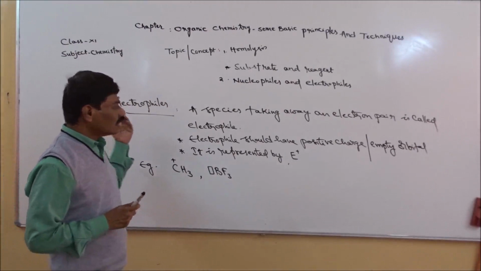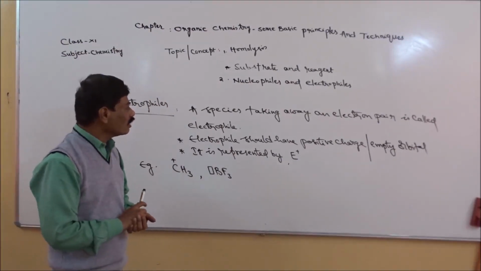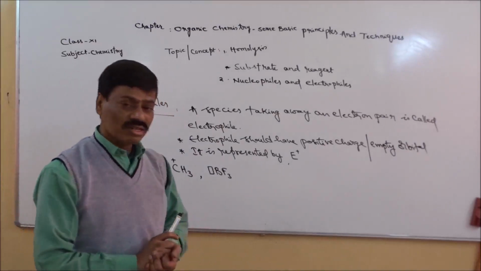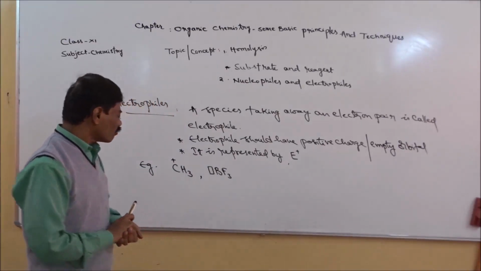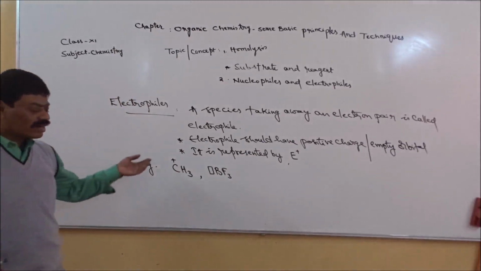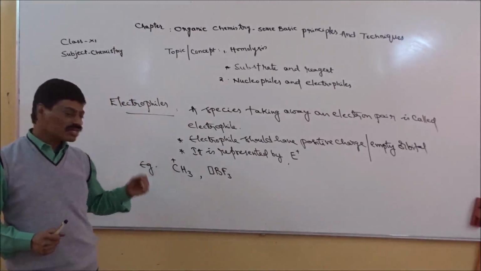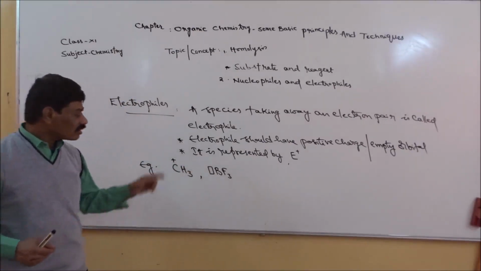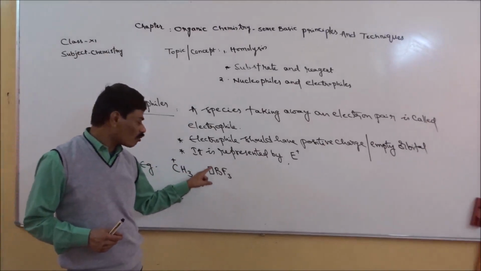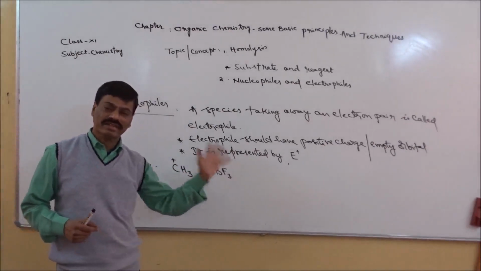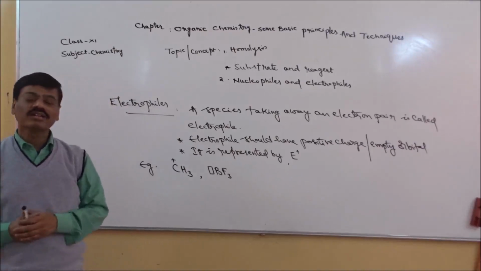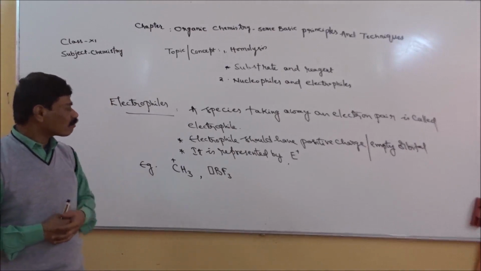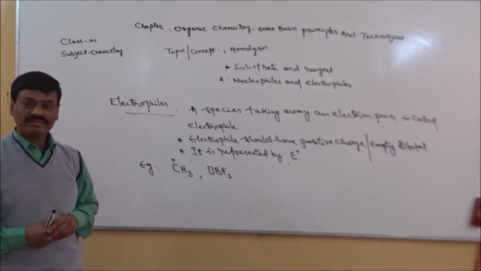So that's about electrophiles. Electrophiles are nothing but species taking away an electron pair. The best example for this is methyl cation, which has positive charge; boron trifluoride, even though it doesn't have positive charge, since it has an empty orbital, it can accommodate an electron pair to carry it with it. And the third example is aluminium chloride, wherein aluminium has an empty orbital. That's about the examples for electrophiles. Thank you, children.